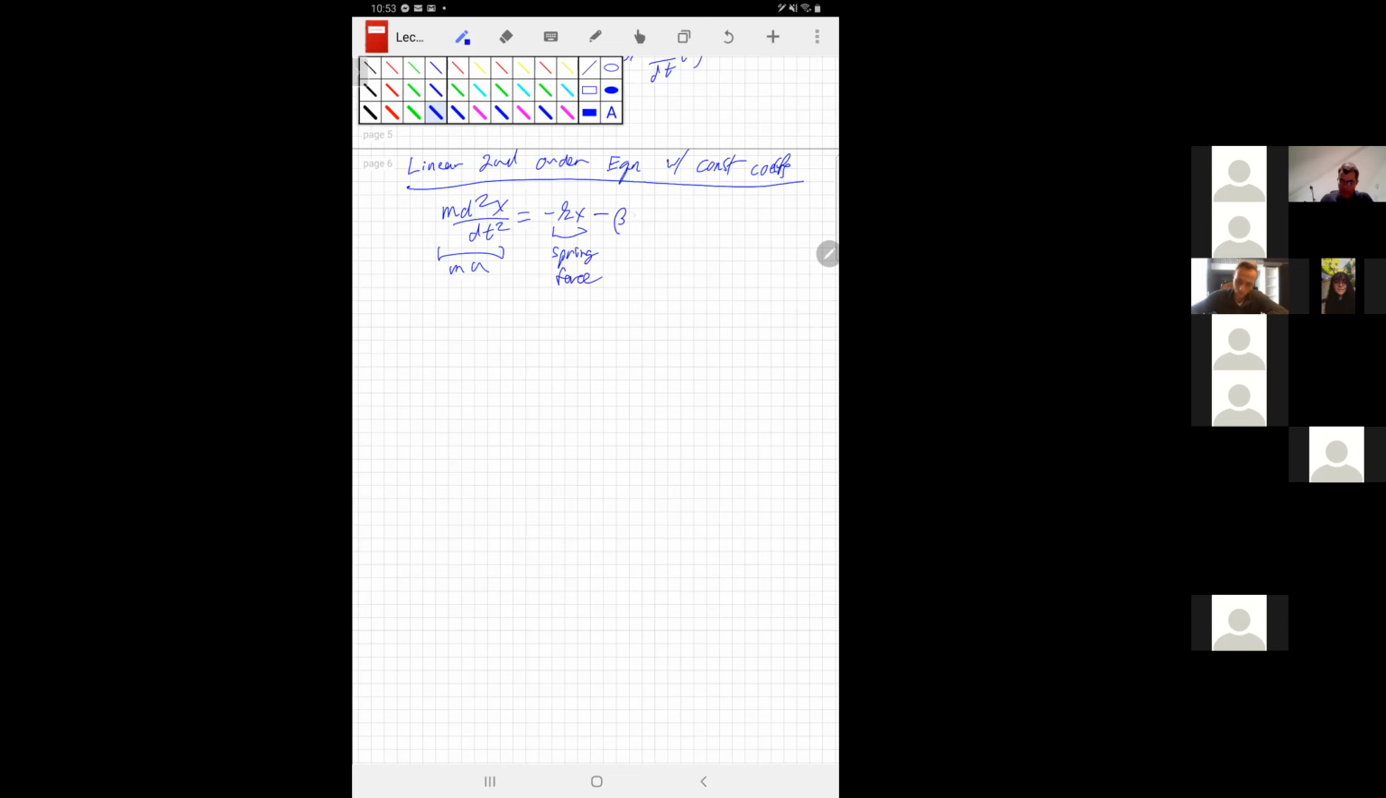Minus beta times the velocity. This is a drag force. And we will eventually add F naught cosine omega t, an external drive force. This shows up all the time.